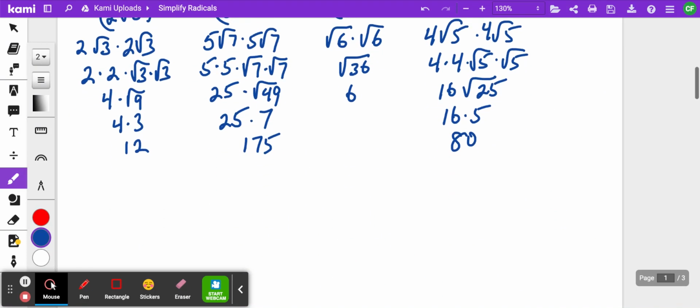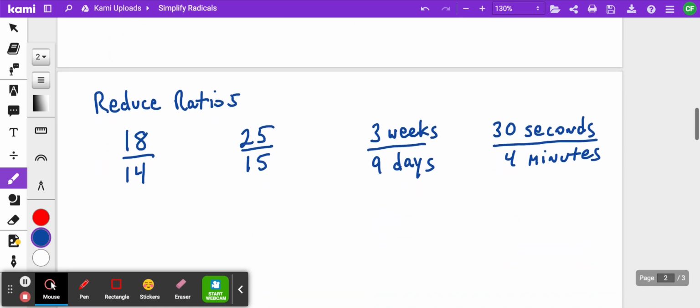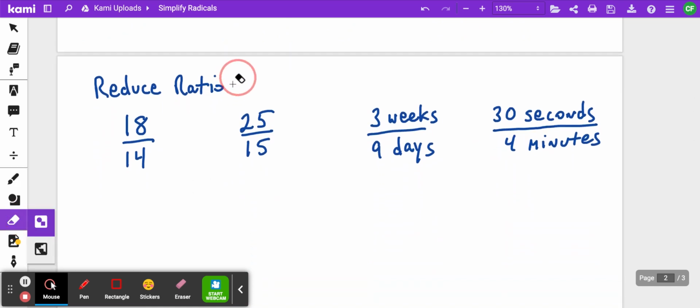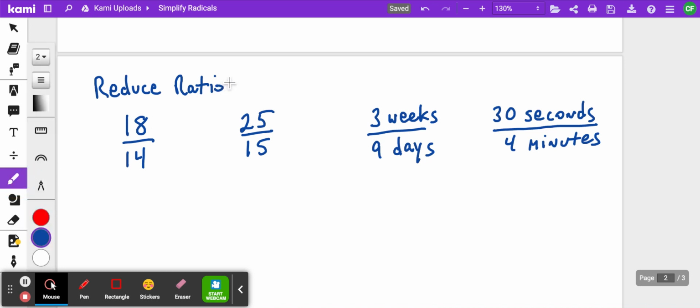All right, now let's move on to some ratios. Reduce ratios. Let's see, this is supposed to be ratios. It looks like a 5. So to reduce ratios, what we need to do is reduce the fraction, if you can. So you have to know what goes into 18 that also goes into 14. The biggest number, that's going to be a 2. So you divide the top by 2, divide the bottom by 2. That becomes 9 over 7.